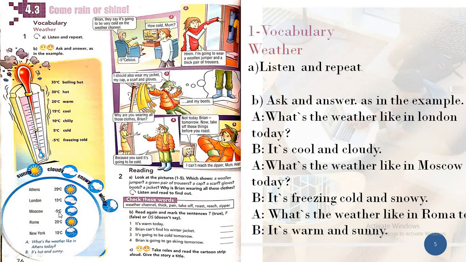A. What's the weather like in Moscow today? Look at Moscow. It's what? It's freezing cold and snowy. It's minus, it's freezing cold and snowy. A. What's the weather like in Rome today? It's warm and sunny. Okay, look at Rome. It's 20, which means it's warm, and this picture shows sunny. Okay, you can do New York by yourself.